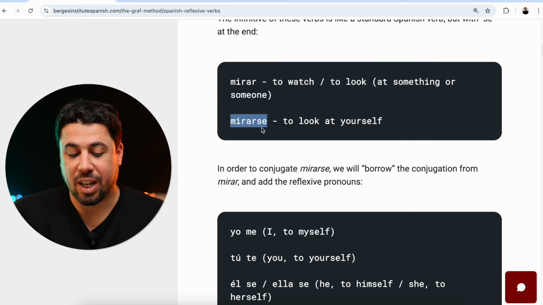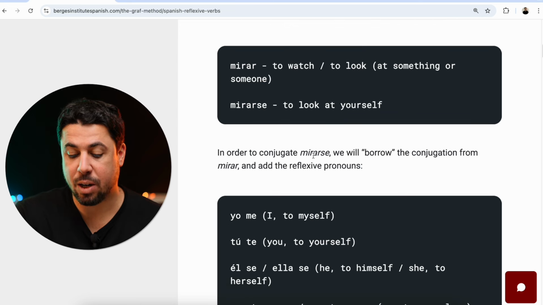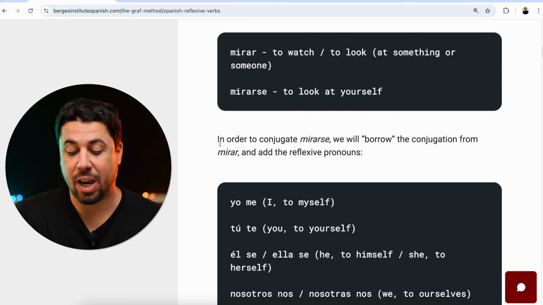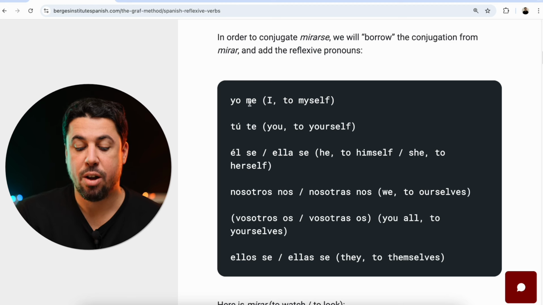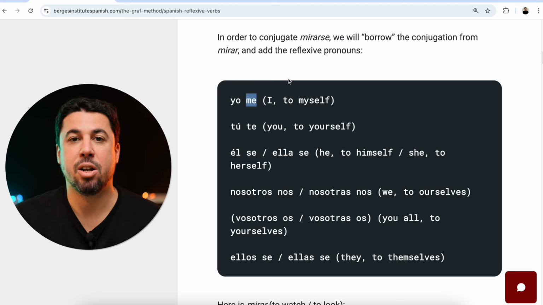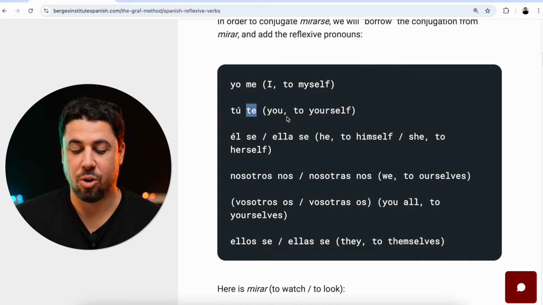So how do we conjugate this reflexive verb mirarse? In order to conjugate mirarse, we will borrow the conjugation from mirar, and then we'll add the reflexive pronouns, which are these ones here. For the first person singular, the reflexive pronoun is me. So I to myself is yo, me. Second person singular, te. So you to yourself, tú, te. Third person singular, for he or she, él, se, or ella, se.